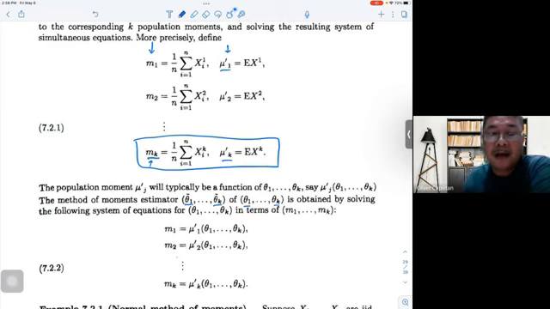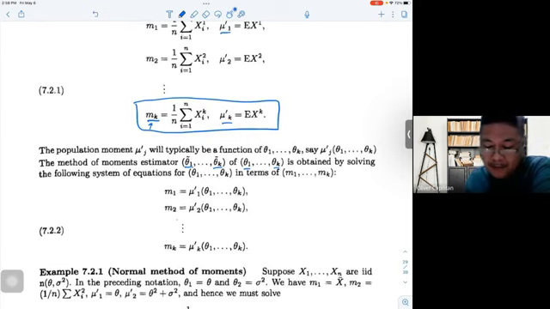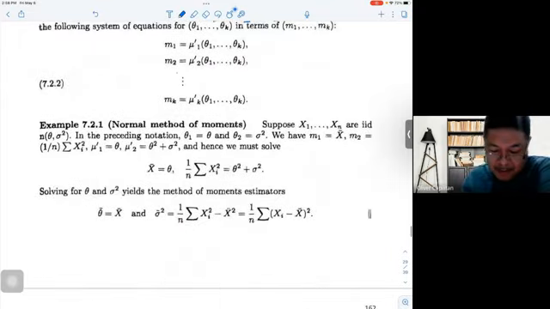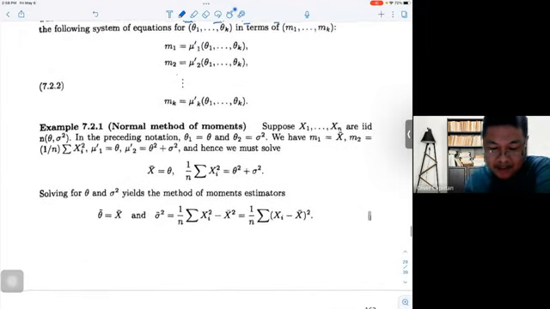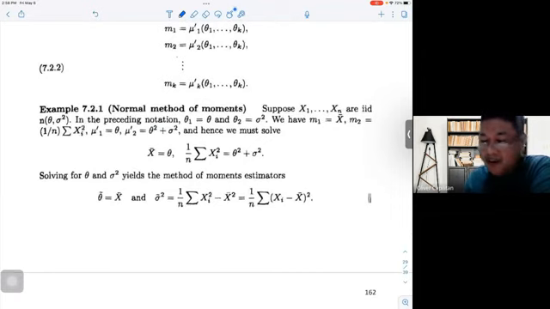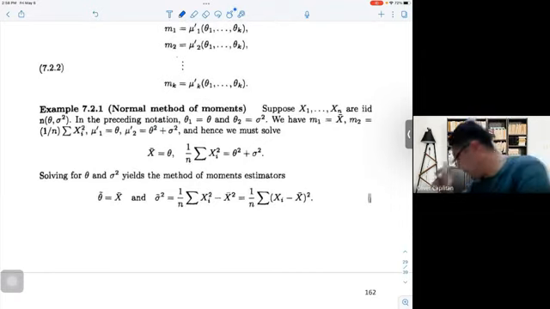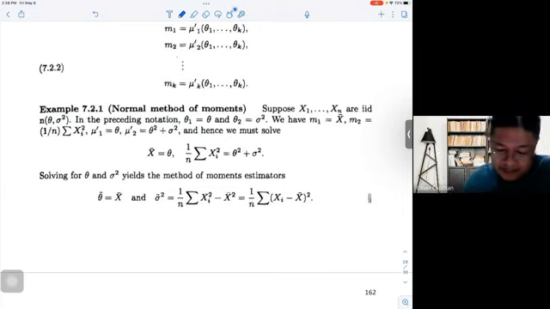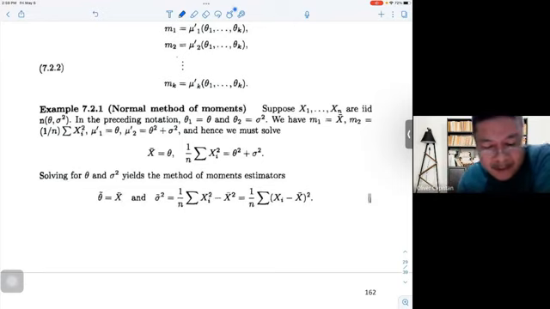It is obtained by solving the system of equations for our parameters theta 1 up to theta sub k in terms of the sample moments. Okay, so let's have an example, just one, on the normal method of moments in this case. Suppose x sub 1 up to x sub n are IID, normally distributed with mean theta and variance sigma square.